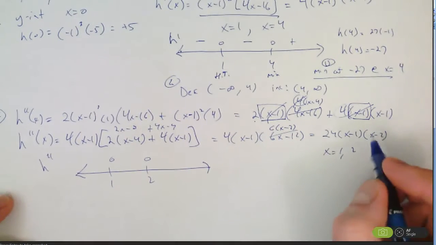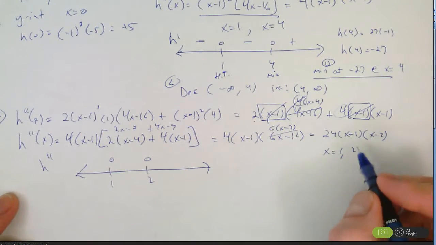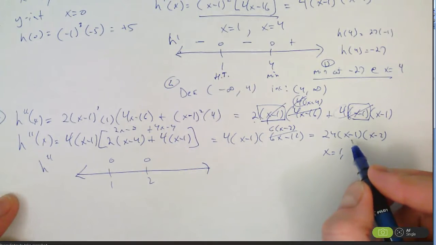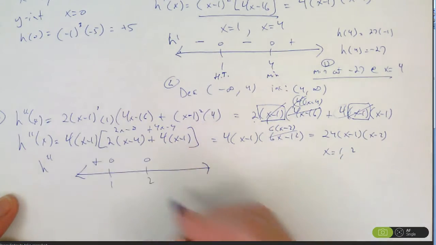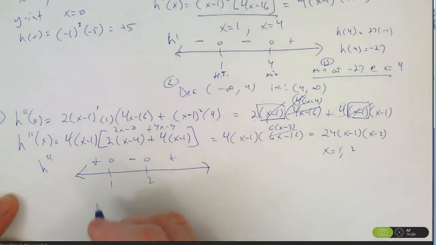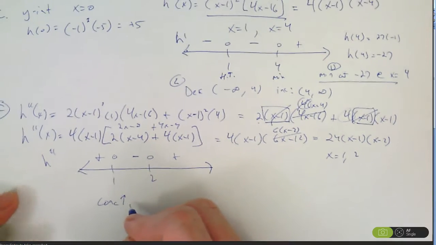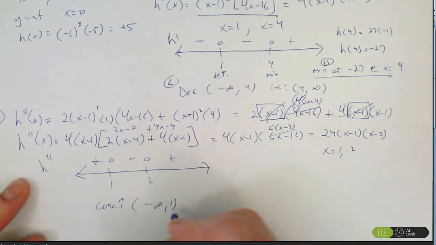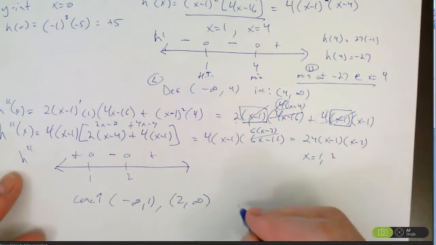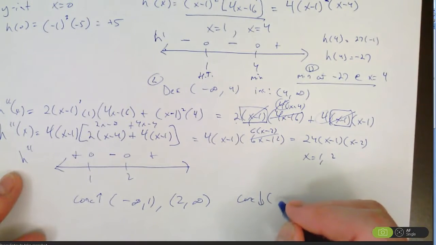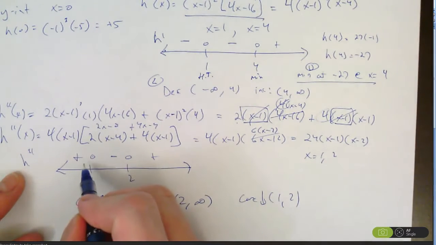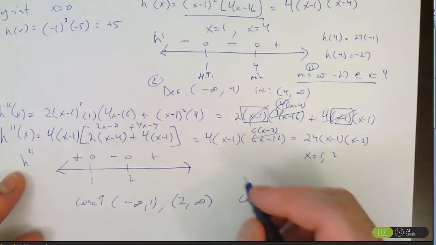Now, this time I really just have to concern myself with the fact that the 24 is positive, so I kind of ignore it. So the question is, what happens left of 1? Like with 0, that gives me negative 1 times negative 2. That's positive. Here is going to be negative. Here is going to be positive. So I know I have concave up from negative infinity to 1, and then from 2 to infinity. And then I have concave down from 1 to 2. And, more importantly, this is an inflection point at x equals 1.